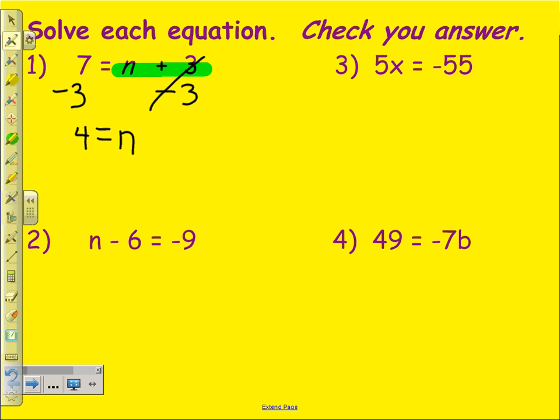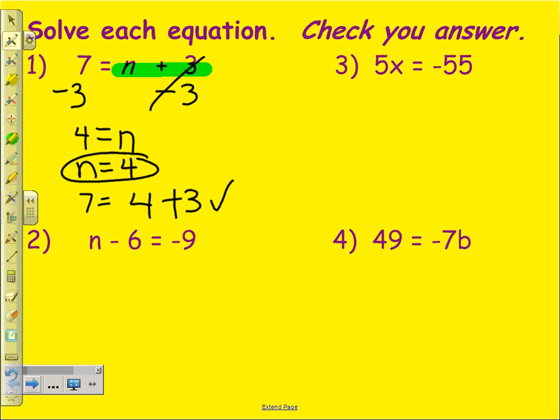And then in my opinion, I'm not going to count it wrong in your paper if you don't do this, but that just feels a little incomplete to me. Since I'm solving for n, I want my final answer to say n is equal to 4. And just like I've done, I would like for you to put a circle or a box or a cloud or something around your final answer. And then as far as the checking, what that means is 7 is equal to 4 plus 3. And we know that that does, of course, check.